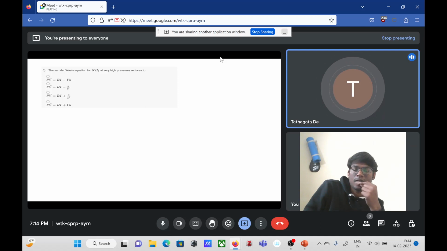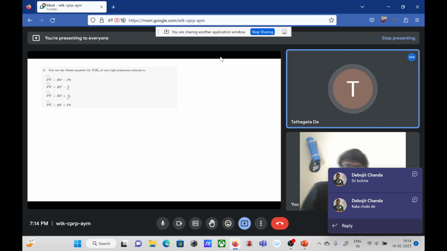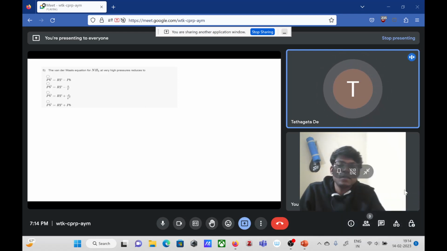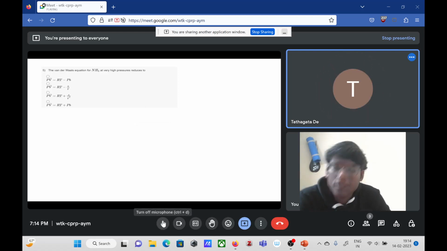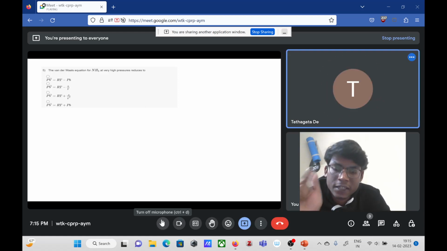Yes, from the lecture series, I can say that at very high pressure, the a term becomes negligible. So P(V' − b) = RT. If you rearrange this, I think PV' = RT + Pb. Yes, the last one. Okay. So just take 2 or 3 minutes, if you have pen and paper, you can derive it, right? Yes, yes. Take 2 or 3 minutes. Okay.